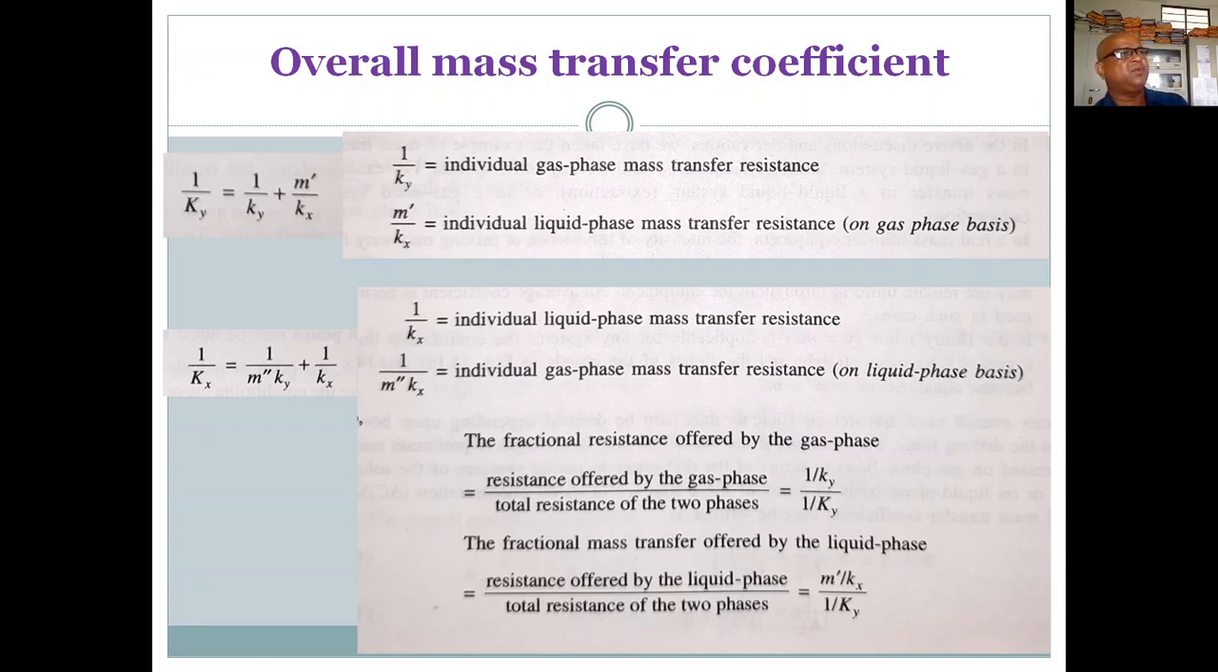So first I have to identify in interface mass transfer which side is offering most resistance, so that you can calculate from this. If you see the gas side is offering 20% resistance and the liquid side is offering 80% resistance, then you need not worry about the gas side. You try to decrease the resistance of the liquid side. So that identification is important.